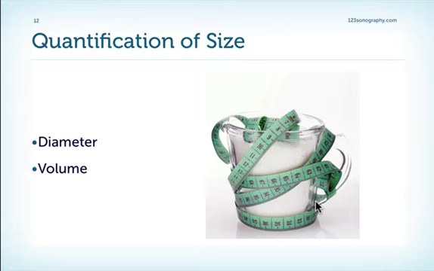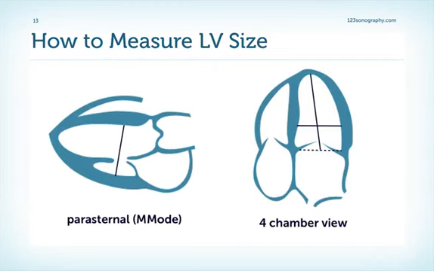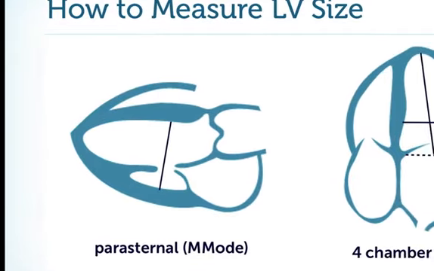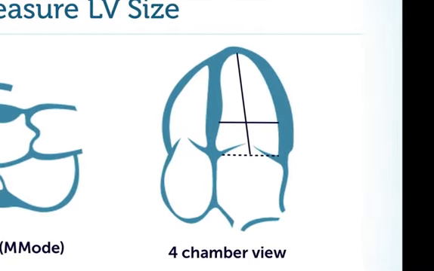To quantify the size of the left ventricle, in principle you have two possibilities. One would be to measure the diameter, and the second would be to measure the volume. The diameter of the left ventricle has traditionally been measured using M-mode from a parasternal approach. But you can also measure diameters using the four-chamber view, for example. The following demos will now show you how to measure diameters of the left ventricle.